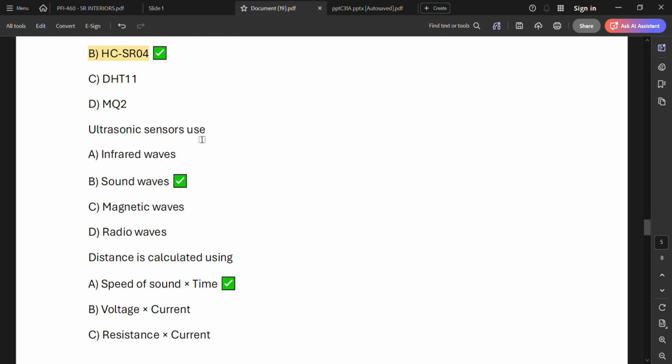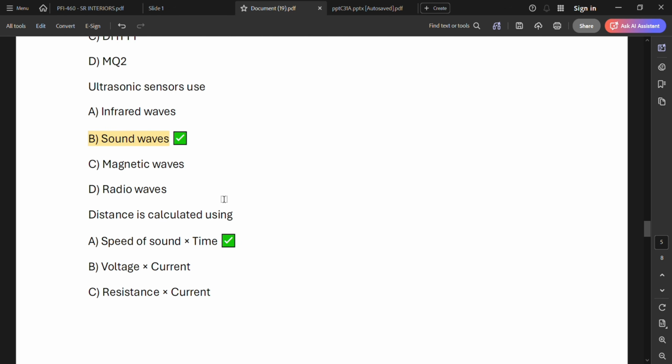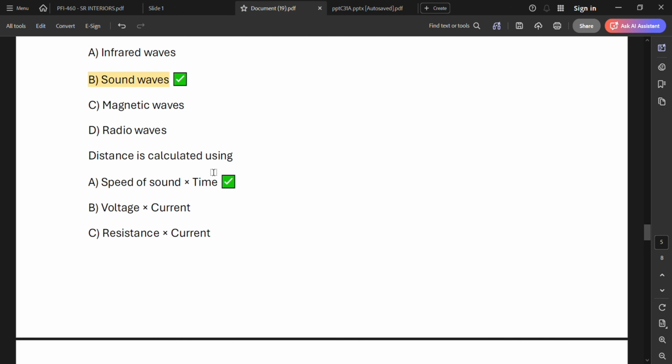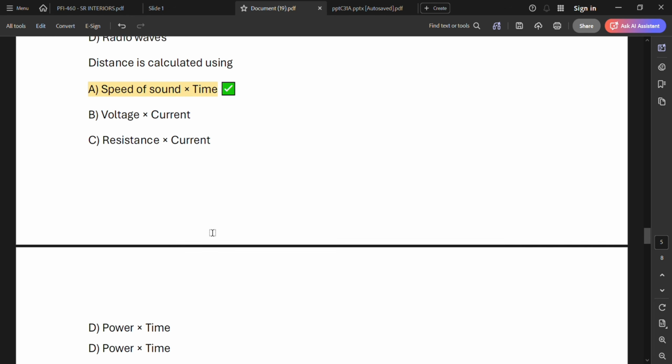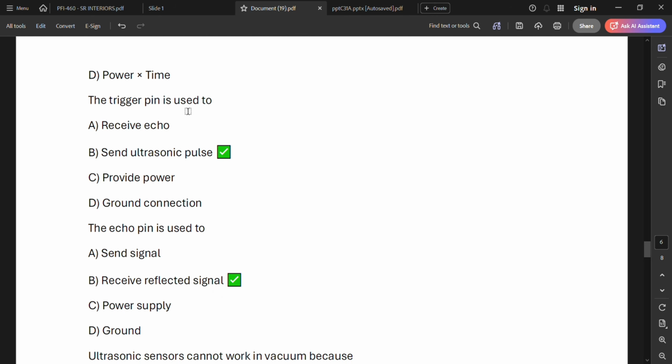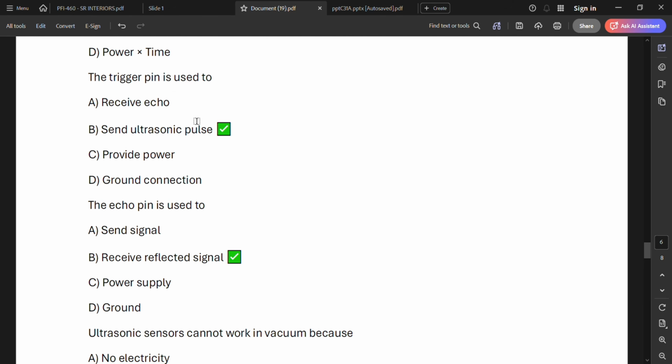Ultrasonic sensor uses infrared wave, sound wave, magnetic wave, or radio wave. The correct answer is option number B. Distance is calculated using speed of sound and time, voltage and current, or resistance and current. The correct answer is option number A. Next question. The trigger pin is used to receive echo, send ultrasonic pulse, power, or ground connection. The correct answer is option number B, ultrasonic pulse.